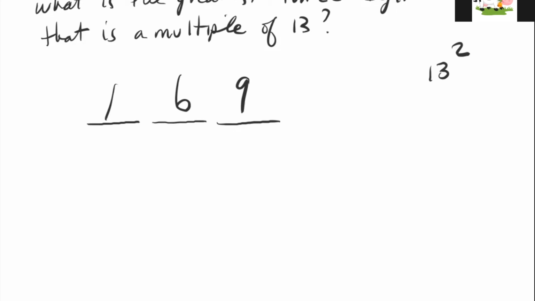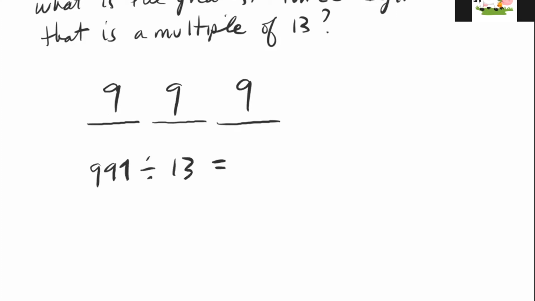999. That's the greatest three-digit number. So let's start out there. Let's say 999. That's as big as we can go. What's 999 divided by 13? If you did that using long division, you're going to get some decimals, something like 76.846... So it doesn't go in evenly. 999 is not a multiple of 13.